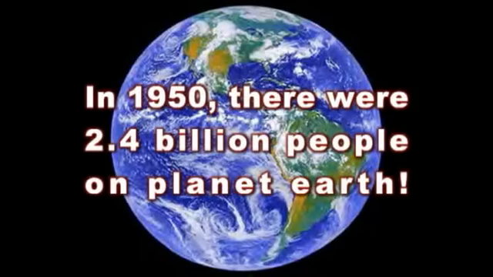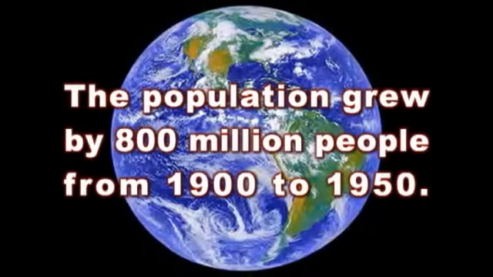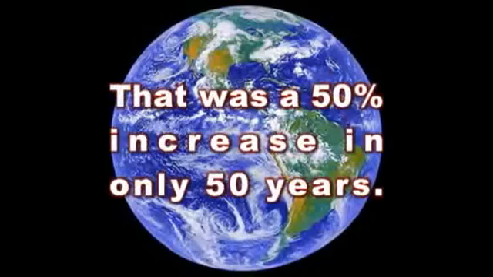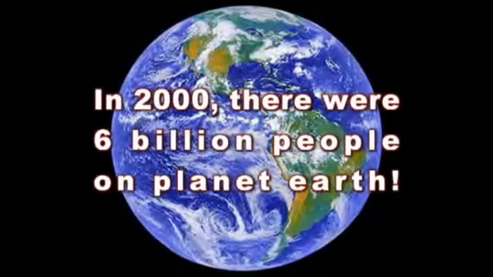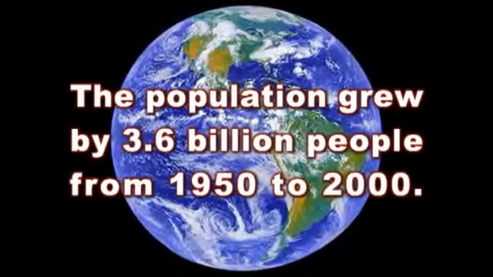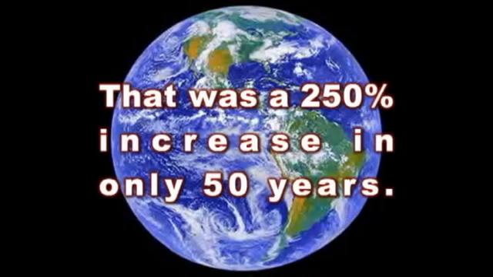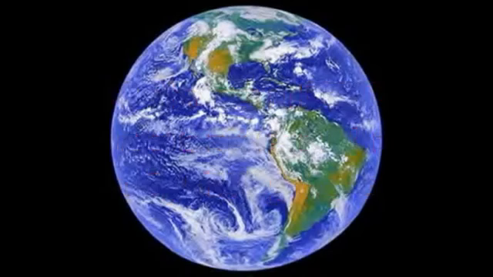In 1950, there were 2.4 billion people on planet Earth. The population grew by 800 million people from 1900 to 1950. That was a 50% increase in only 50 years. As oil production increased around the world, so did the population. In 2000, there were 6 billion people on planet Earth. The population grew by 3.6 billion people from 1950 to 2000. That was a 250% increase in only 50 years.